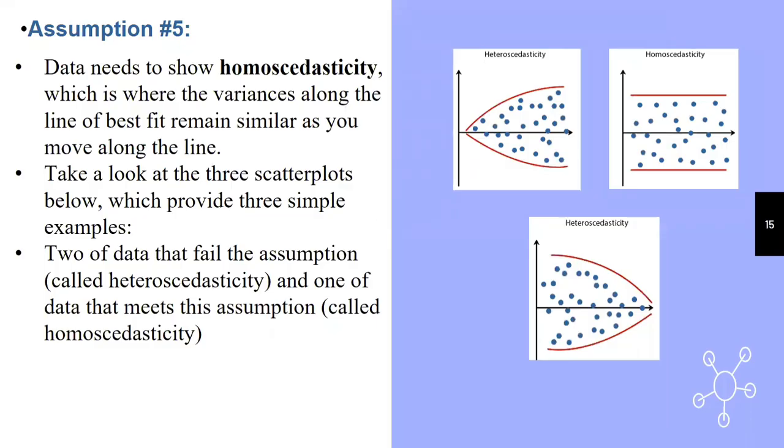Assumption number 5, data needs to show homoscedasticity, which is where the variance along the line of best fit remains similar as you move along the line. Take a look at the three scatter plots below, which provide three simple examples. Two of the data sets fail the assumption, called heteroscedasticity, and one of the data sets that meets this assumption is called homoscedasticity. This is heteroscedasticity and this is homoscedasticity.